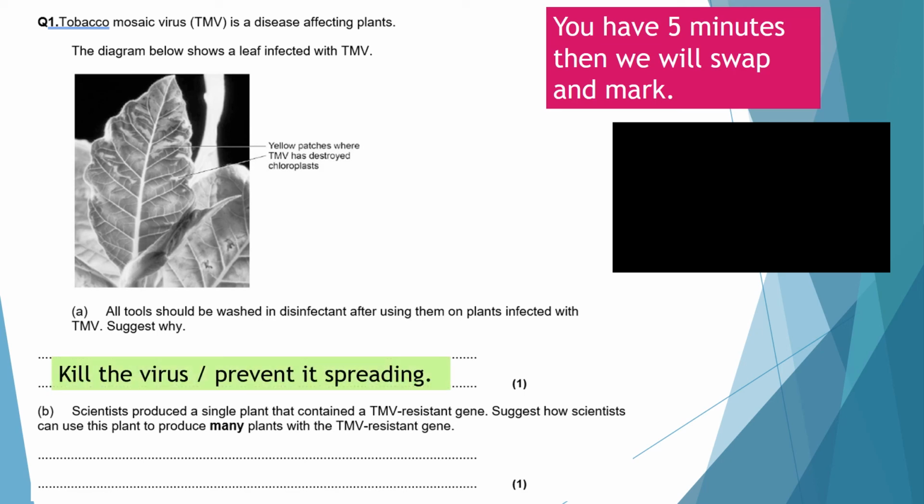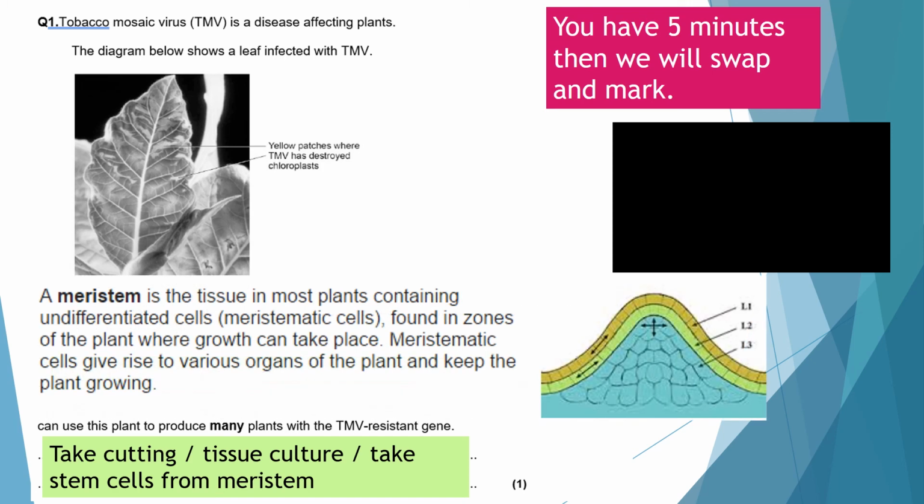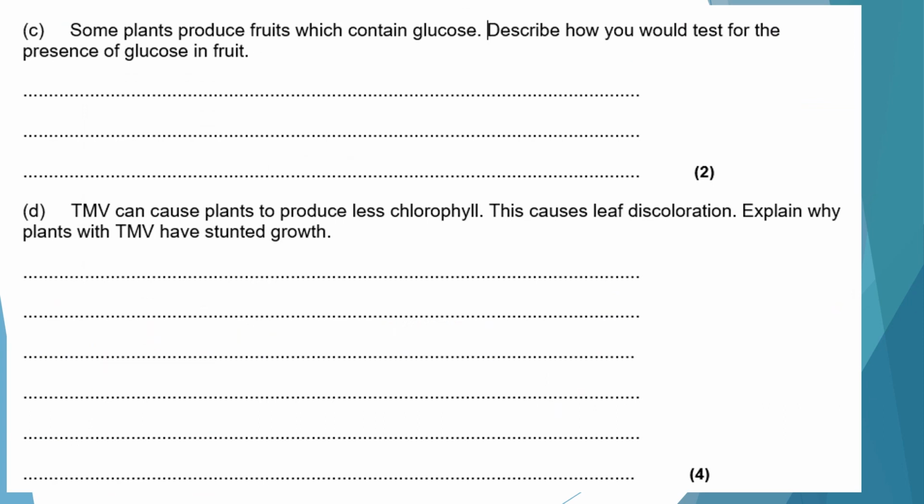So we would wash all of our tools to prevent the virus from spreading. And we would take a cutting or a tissue culture, or we'd take stem cells from the meristems, and then we would produce clones. Just to remind us, if you've forgotten, the meristem is where we find stem cells or undifferentiated cells, which means that the meristem cells can grow into a whole new plant. They can grow into any organ of a plant. Really, really clever.